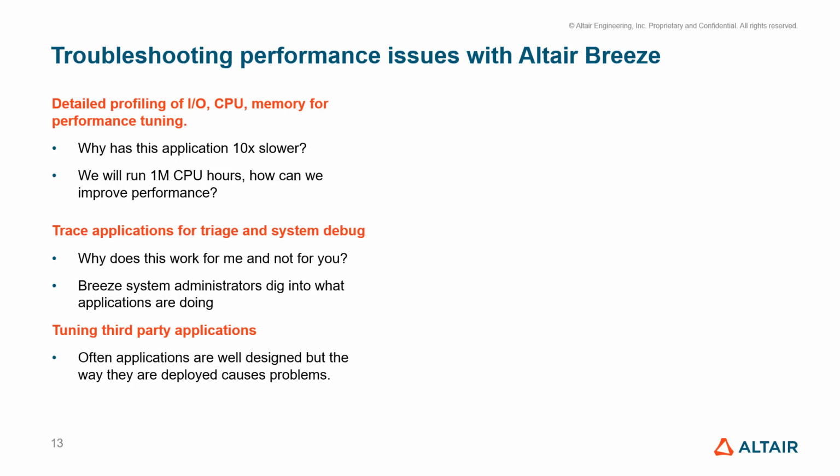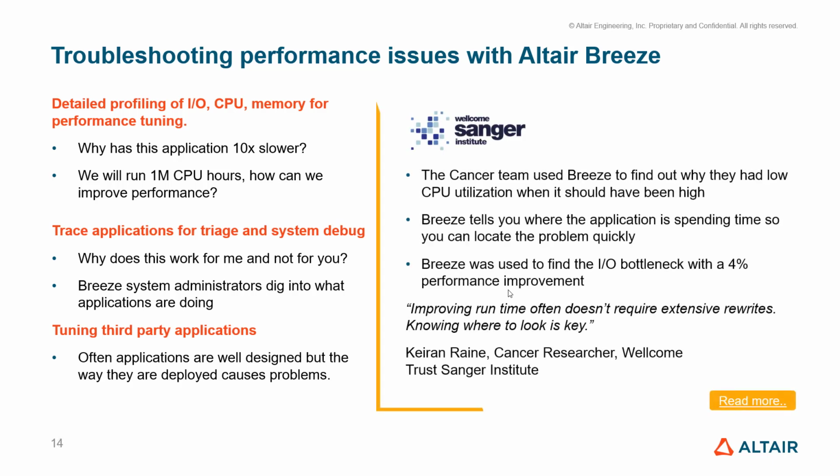You might also be looking at why an application works for one user and not for another, and you may well be tuning third-party applications. It's pretty common for HPC systems to run lots of third-party tools. You can't necessarily change the way they access data, but you can look at deploying them in the right way to mitigate any I/O issues.